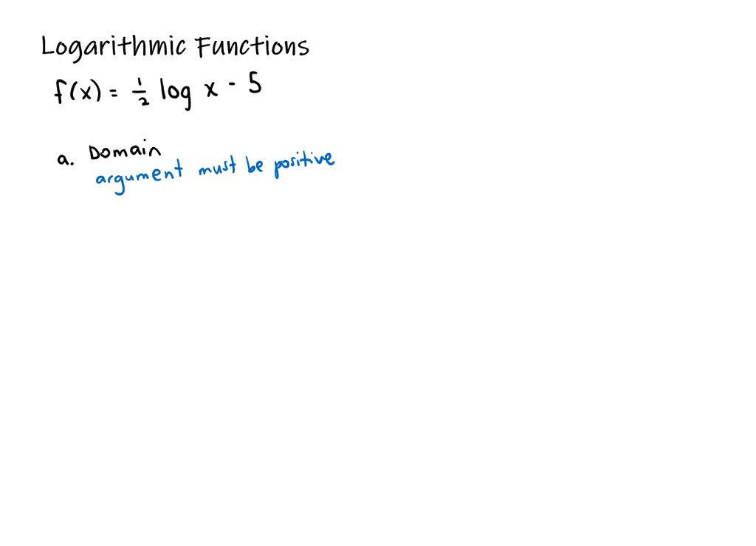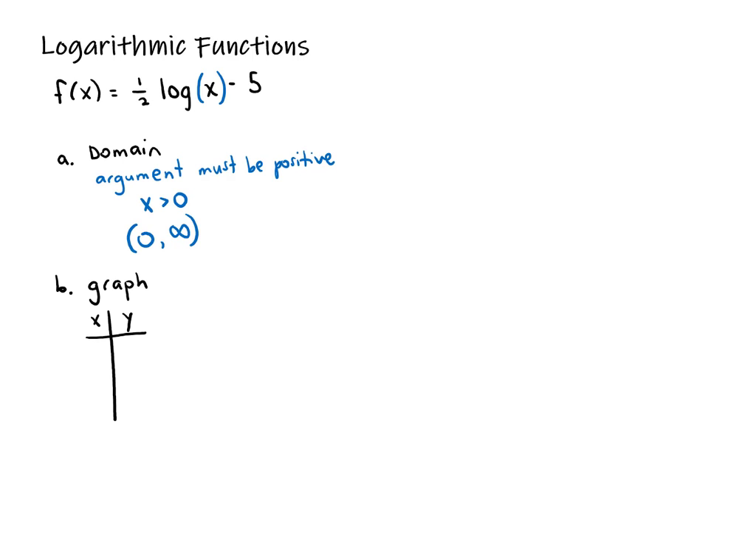So we need to ask ourselves, what is the argument of this function? When you have log written without any parentheses, we assume that the parentheses is only around what's directly after the word log. So that would be just the x portion, not the x minus 5. And so my argument is x, so I would write that x is greater than 0. And to write that in interval notation, that would be from 0 to infinity, not including the 0.